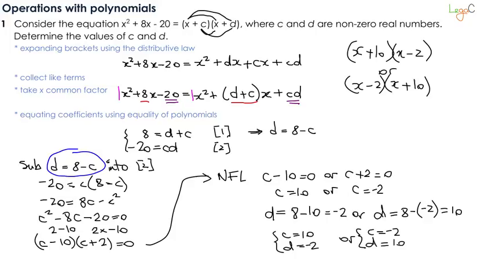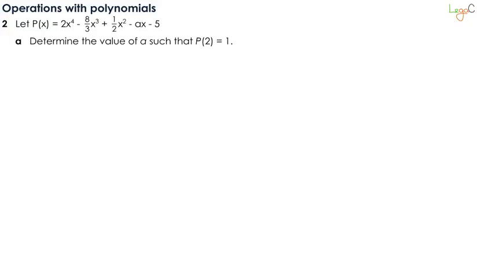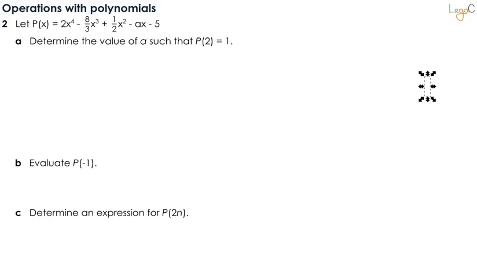The next question I'm going to look at is just a little bit different. You can see that we have a polynomial and there is an unknown here, and this unknown is a. So we have to determine the value of a such that p of 2 equals 1. What does that mean? Well, this means that if I substitute x equals 2 into this polynomial, the value of p equals 1.